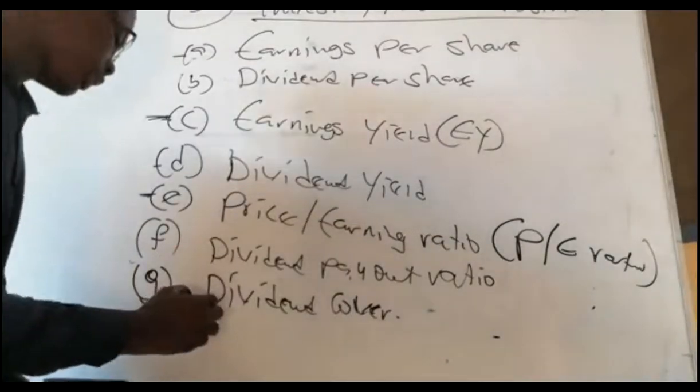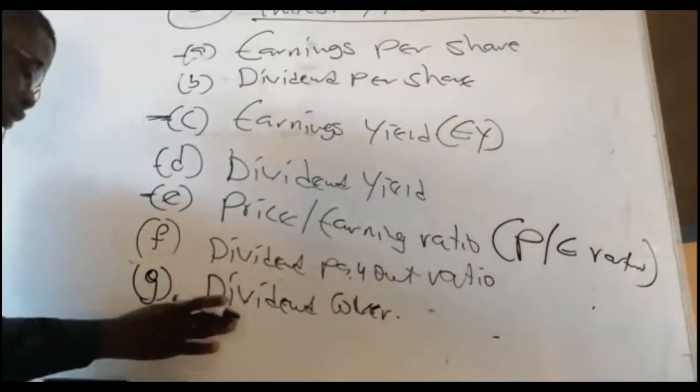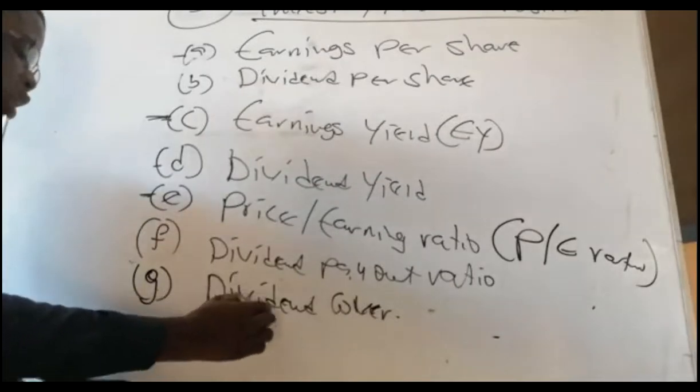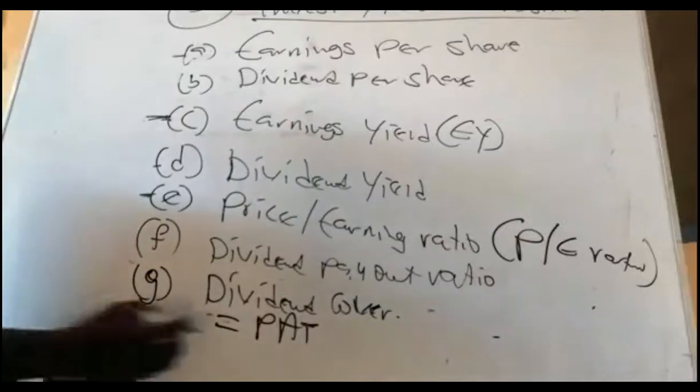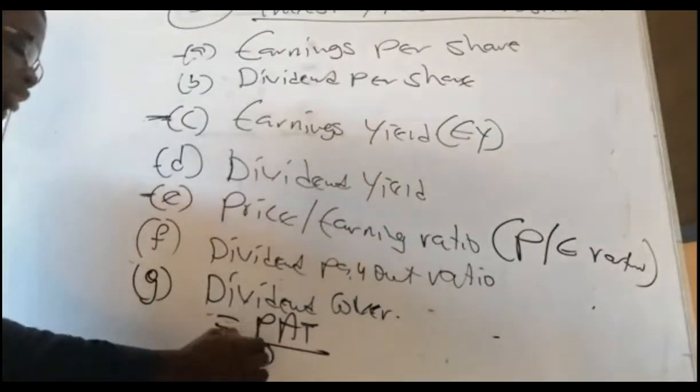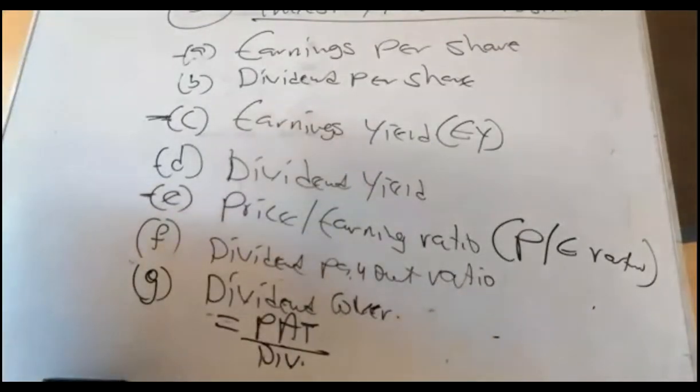So it will be equal to our profit available to pay dividend, that's profit after tax, all divided by the dividend declared, or the dividend itself. This will give us the dividend cover. We measure the answer in times, then we are done.